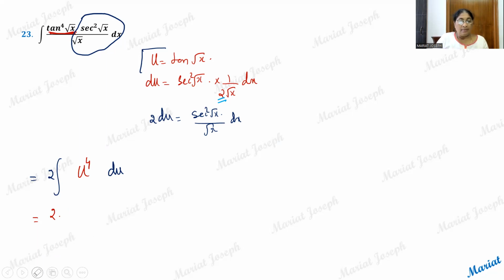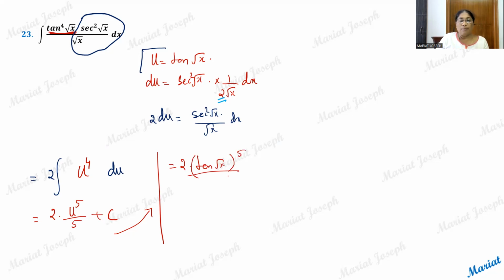Ma'am, in terms of u, you have to write once. What is it? u to the power 5 upon 5 plus c. Integration is over, but we need to write in terms of x. So it's equal to 2 into tan root x to the power 5 upon 5 plus c. This is the answer. After completing the integration, you should always rewrite the function in terms of the original variable given to you. That was question 23.